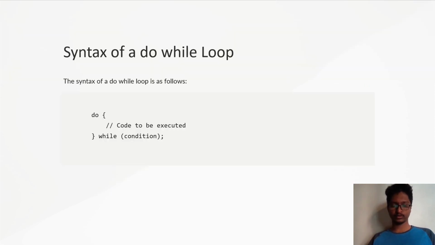Syntax of the do-while loop. The syntax of the do-while loop is as follows. First, the do statement is typed, then the curly bracket is opened, then the code to be executed is typed, the bracket is closed, then the while is typed and the condition is entered.